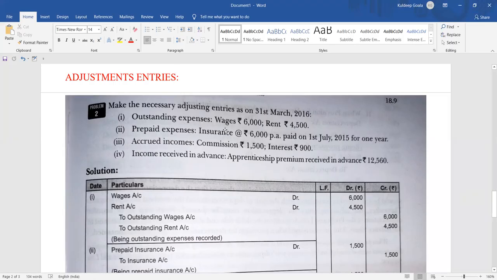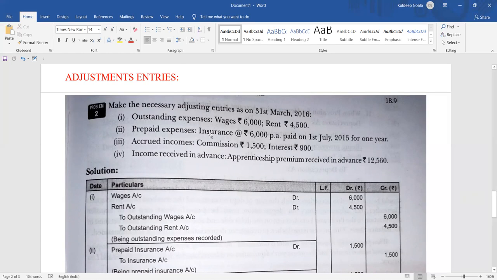And what are the other items? The other items are the expenses, that is wages and rent themselves. Wages and rent both are nominal accounts. We know the rule for nominal accounts: all losses and expenses will be debited, all gains and income will be credited. Wages and rent both are expenses, so both will be debited. That is why wages account debit, rent account debit, to outstanding wages account, to outstanding rent account. This is the concept. Clear? Now let's see the next one.